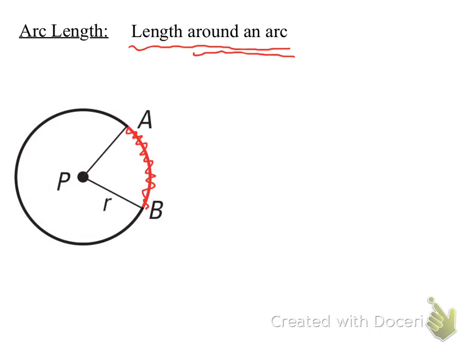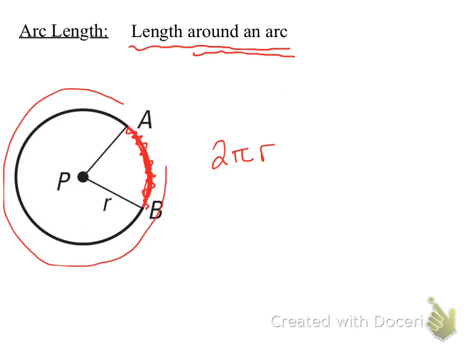Now we can find arc length, which is different than the degree measure. We can find that distance like we can find circumference. We're actually going to use circumference, which was 2 pi r. The length of an arc, or this AB right here, is a portion, as you can see, of this whole circle. I'm only concerned about this part.